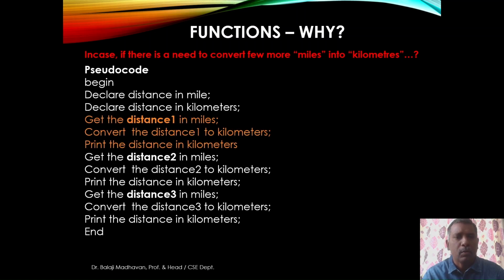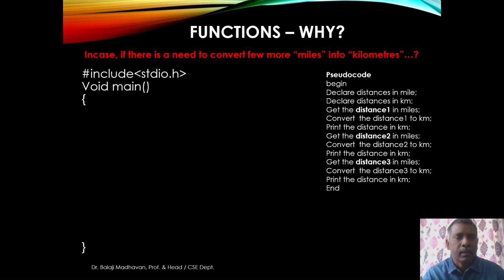Now we'll see how. You see, these 3 lines are getting repeated. Get the distance 1 in miles, convert the distance 1 to kilometer, print the distance. Again, it is getting repeated if I want to read and convert another miles data, and again that same 3 lines of pseudocode is getting repeated. You just observe this. Now, let us try to write the C code for the same.